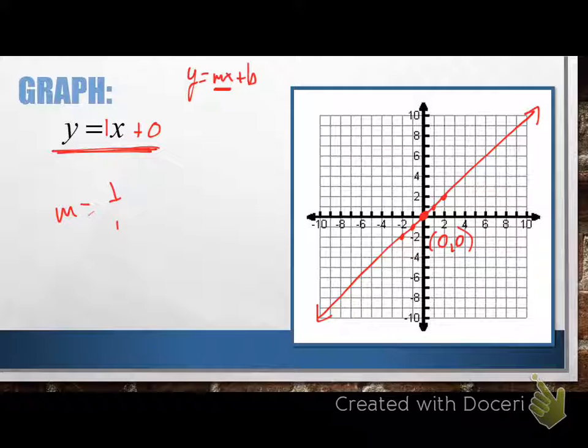straight line. Okay? Quick question for you, looking at this graph. Where's the x-intercept? Hopefully you're saying the x-intercept is the same point as the y-intercept. It's 0, 0 also.